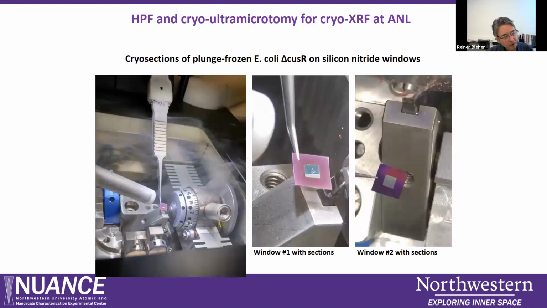And one last example, so we can use those samples for really a lot of applications. For example, here we see a copper capillary that was high pressure frozen. We are looking into the chamber of a cryo ultramicrotome. The sample sits here, the diamond knife is here, and we were using silicon nitride windows to put cryo sections on top of them. Those silicon nitride windows were then used at Argonne National Lab for examination of elemental content with X-ray based methods. So this is still in process.